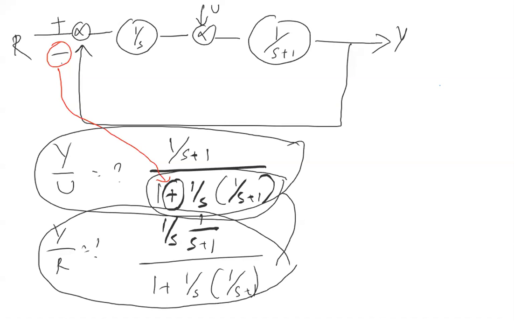See, what is the shortcut here? When you are writing y by u, what are the transfer functions between y and u? Which is 1 by s plus 1. That will come on the numerator. Y by r: 1 by s into 1 by s plus 1. Denominator will be the same. Denominator doesn't have any change.